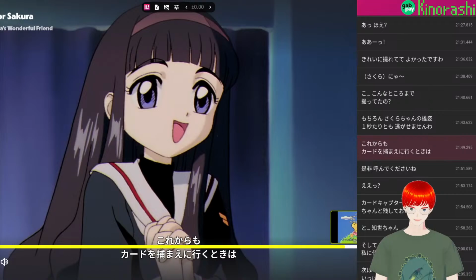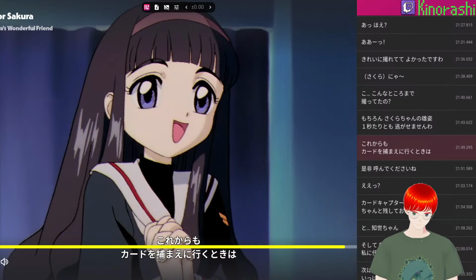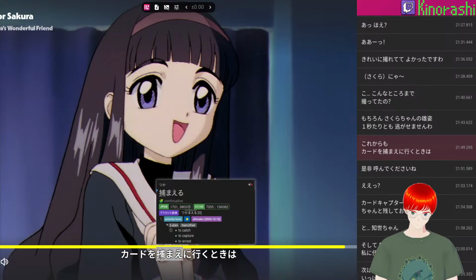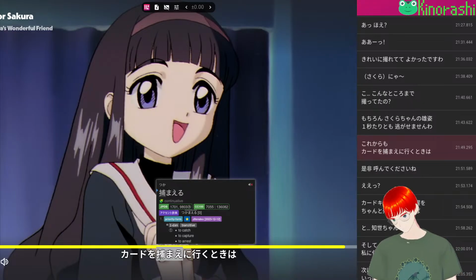Or from now on, korekara mo. Kaado o tsukamae, this is in the noun form, so tsukamae, to catch. So capture, since we need a noun form of to catch. Capture ni. Okay, so this is the purpose ni. So ni iku toki wa, so.